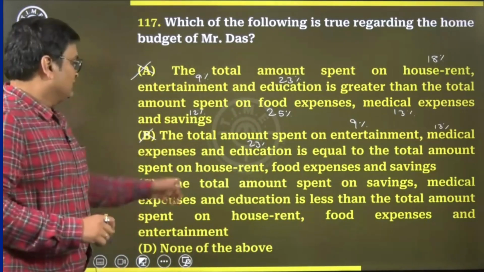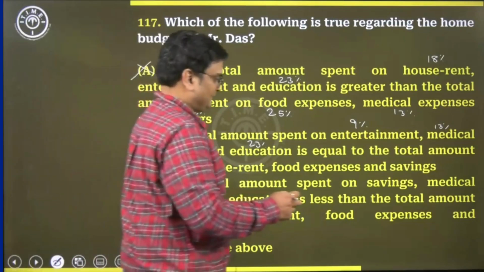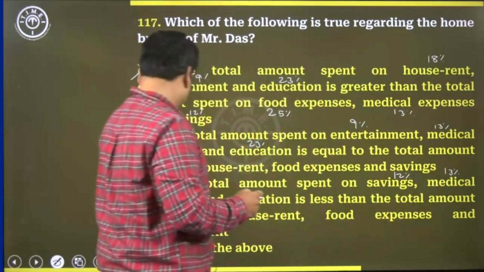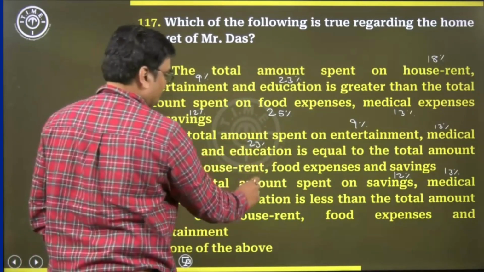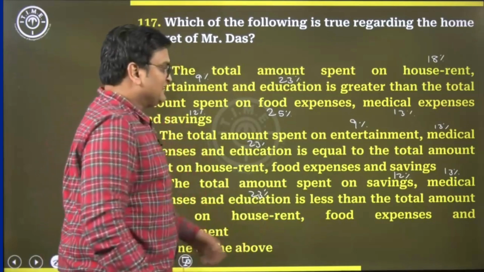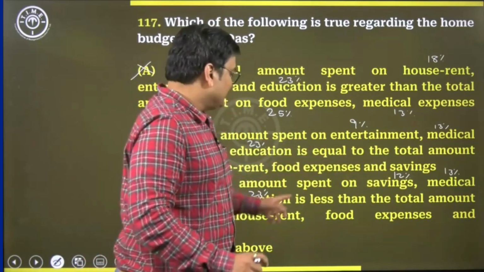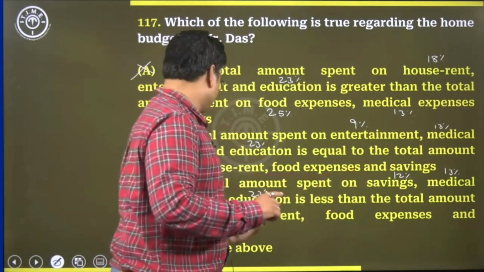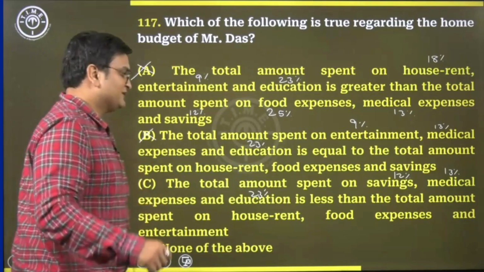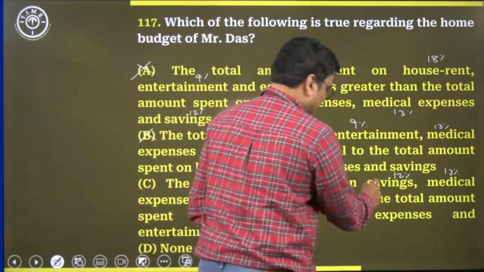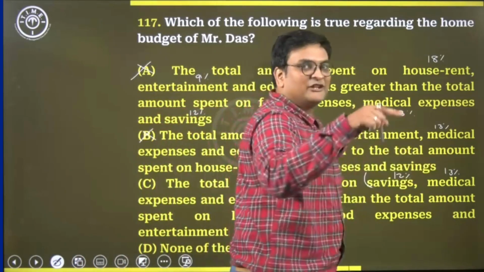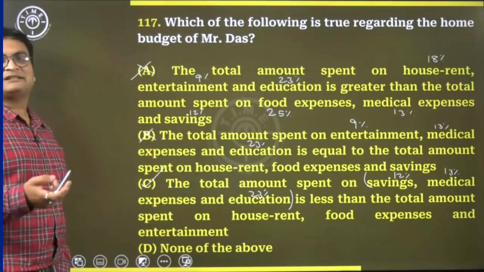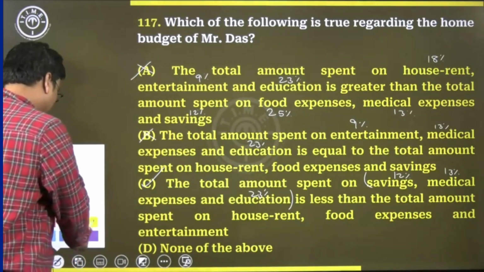Incorrect. The total amount spent on savings, medical expenses and education. Education is how much? 23%. So if you add these three, this happens to be 48%. Is less than the total amount spent on house rent, food expenses and entertainment. Absolutely correct, because if these three together is 48, then the other group will be 52. So 48% is less than 52 is absolutely correct. So thus the third option choice is going to be our correct answer.